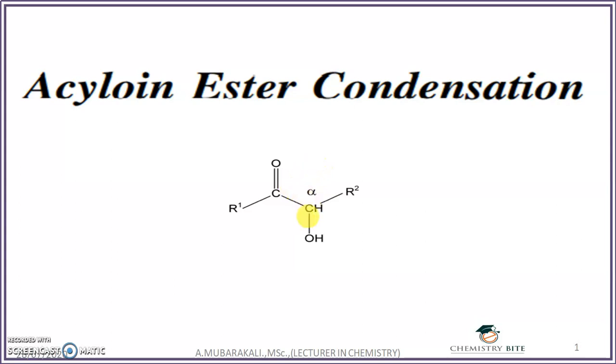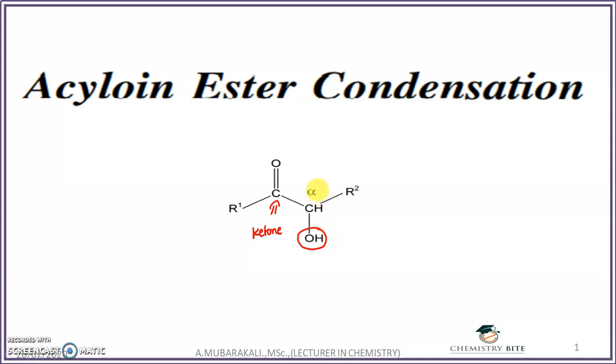Here you can see one example. You can see a hydroxyl group adjacent to the ketone group. This part we'll call the ketone group. Here the hydroxyl group is on the adjacent carbon of the ketone group. That is why we'll call it an Acyloin.